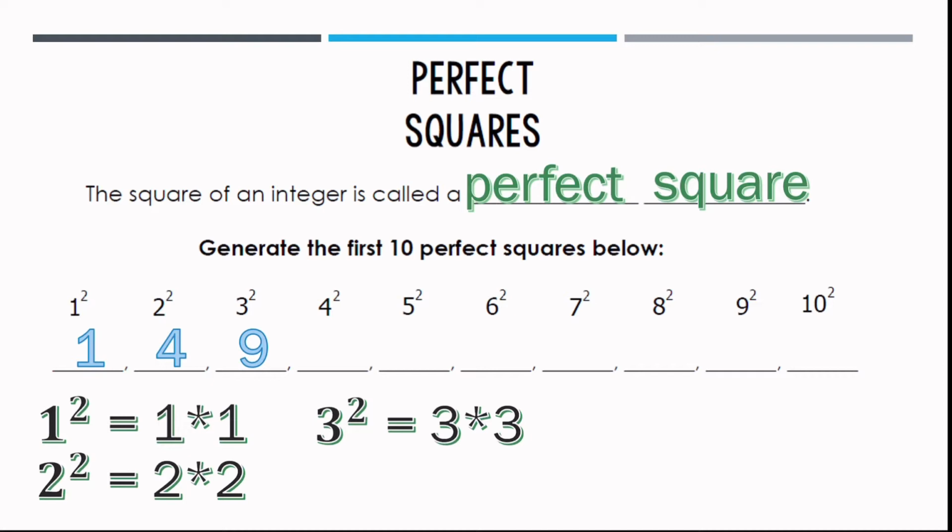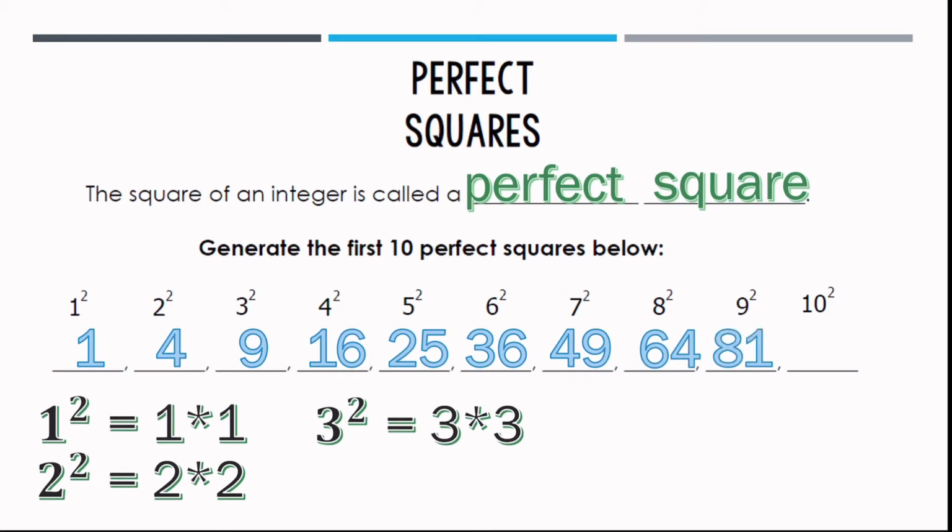So here's your first perfect squares up to 10. 4 squared is 16. 5 squared is 25. 6 squared is 36. 7 squared is 49. 8 squared is 64. 9 squared is 81. And 10 squared is 100.